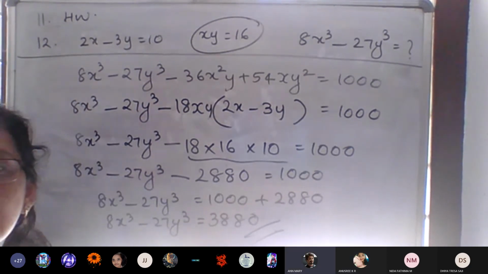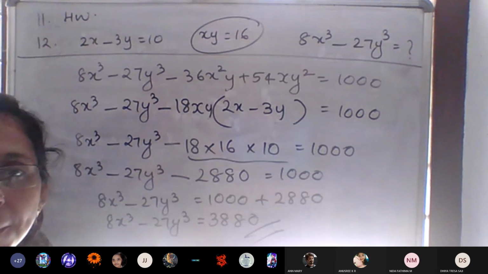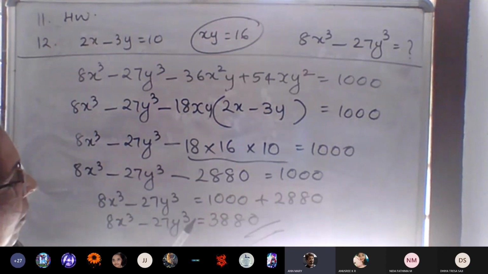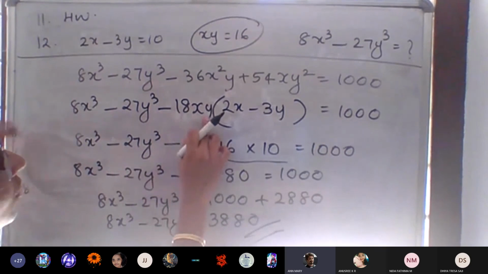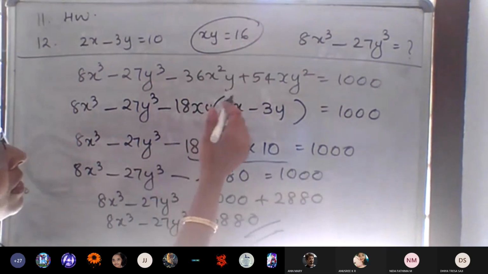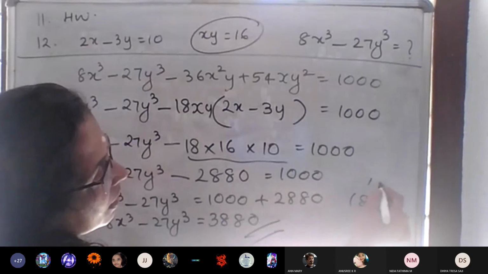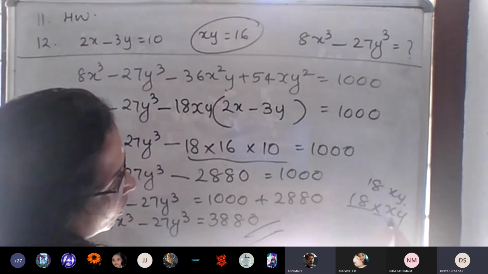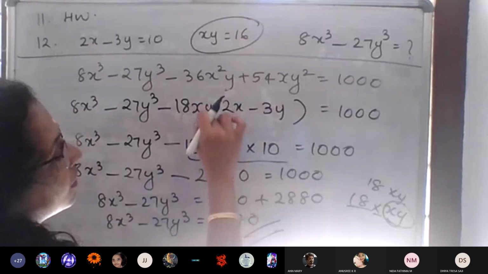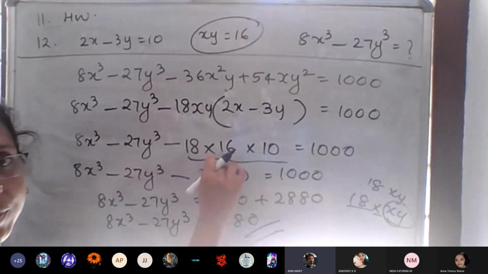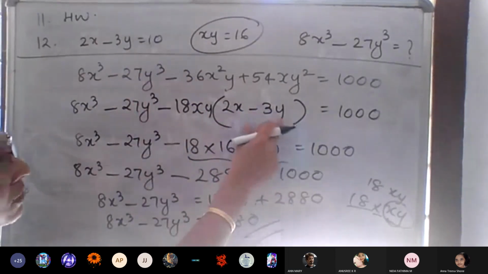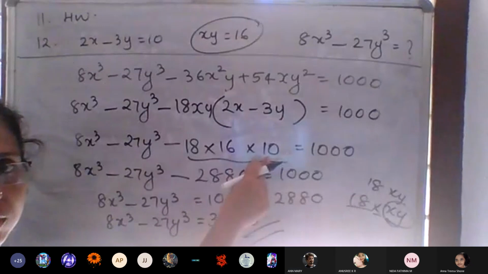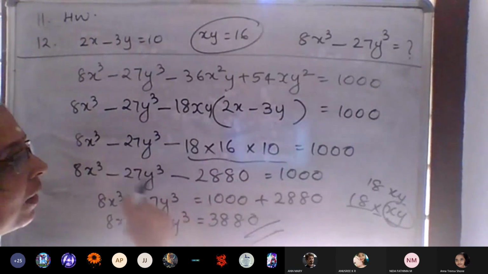Ma'am, which one? 8x cube minus 27y cube minus 18 into 16 into 10, how do we get this? 18 is the xy. Look at the question, the value of xy. 18xy means 18 into xy. We have the xy value in the question: xy is 16. Then 2x minus 3y is also there in the question. So we substitute that value, 16 and 10.